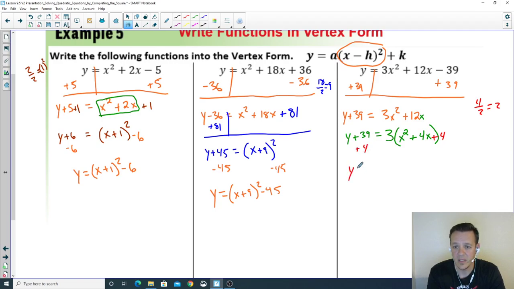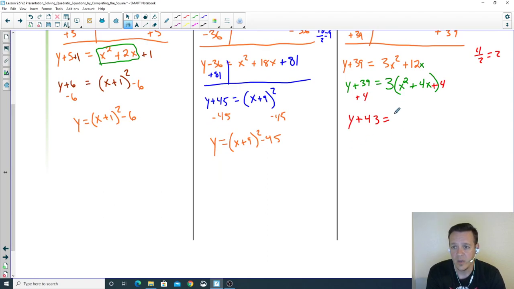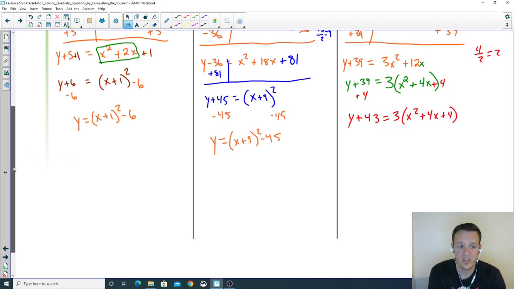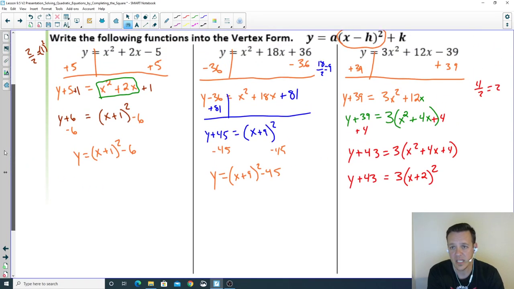Now what you have is y plus 43, and that's going to equal, let me make sure you can see the board, 3 times x squared plus 4x plus 4, right? Just like that. So now you can solve this. You can do the factoring. So this would still be 43, and now this is 3 times x plus 2 squared. And look, we've already got the vertex part of it done.